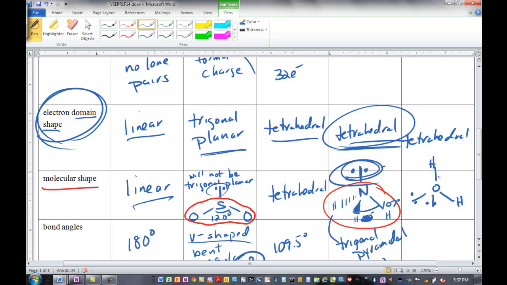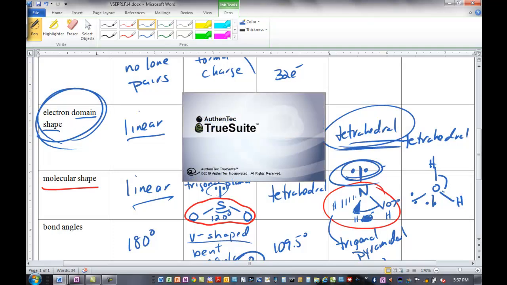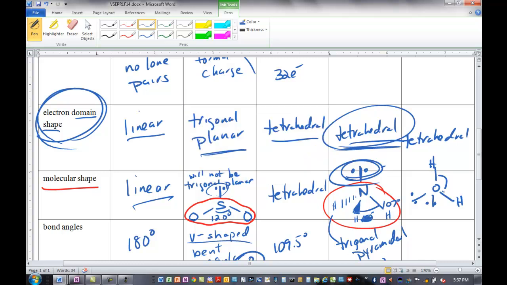And then if you look at this bond angle here, I hate when I hit a certain button and that pop-up appears. I don't even know what it is. I don't think I've ever used it. But it pops up at an inopportune time.